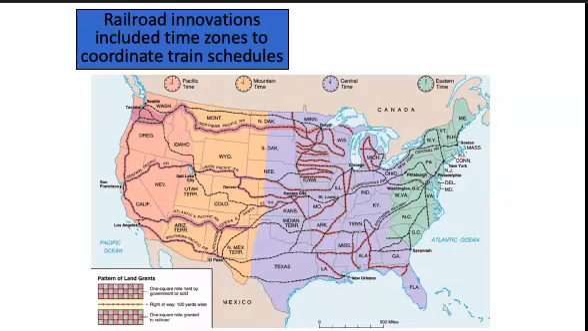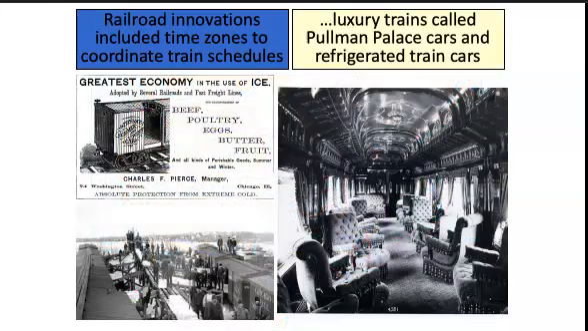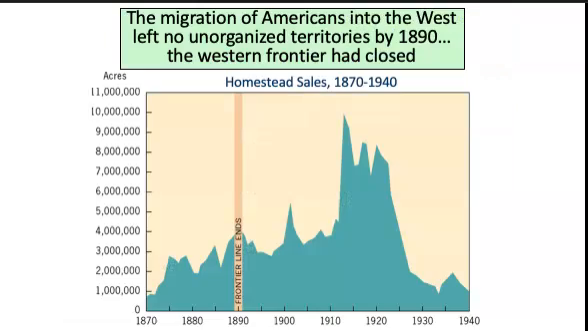Those time zones are still in effect today, though if you look closely at the map, those particular time zones have certainly been adjusted in more modern times. In addition to this, new luxury trains called the Pullman Palace cars, as well as refrigerated train cars to be able to transport things such as beef, poultry, eggs, butter, fruit, and even ice, were churning across America on its new rail lines.